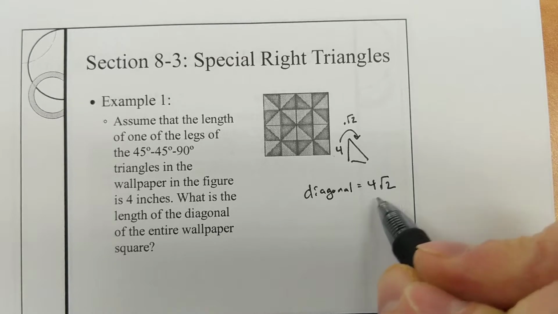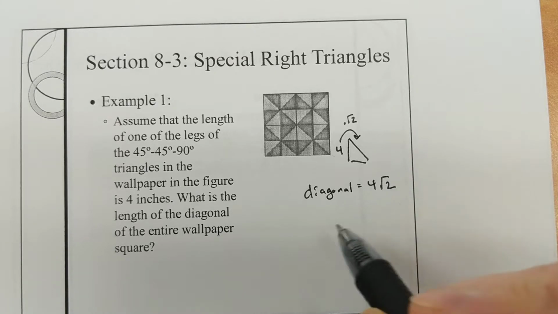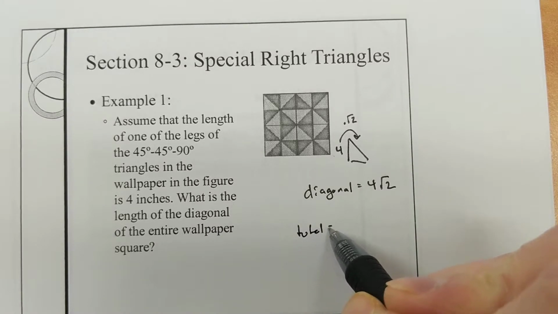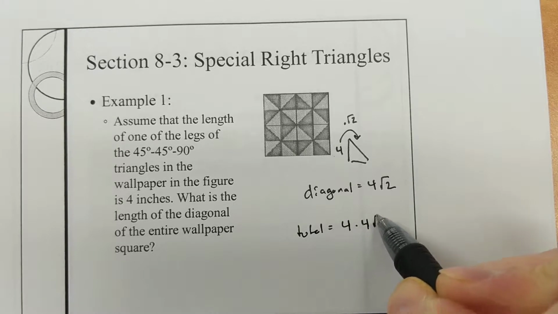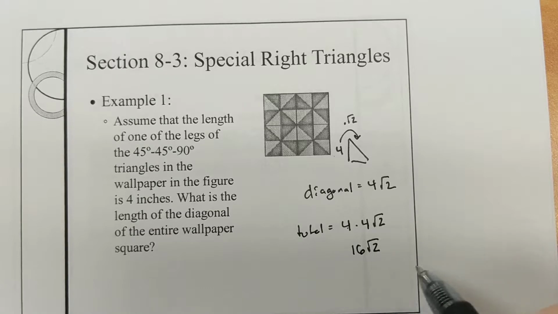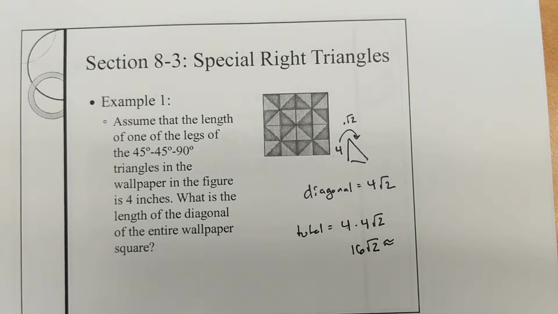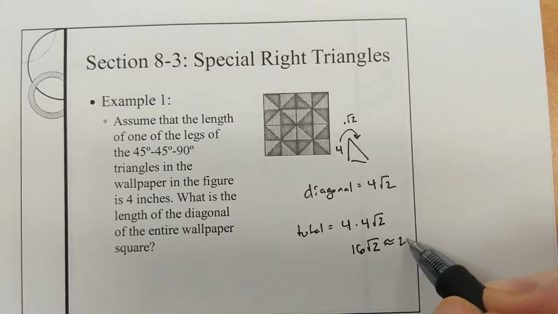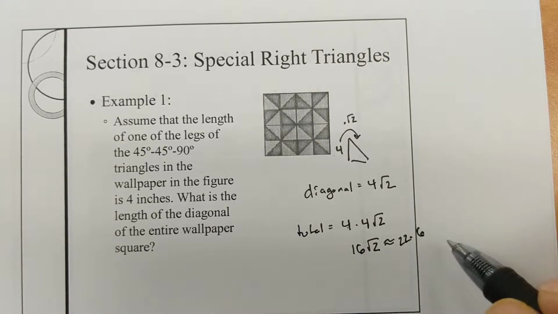Now that's a fine number. That's an answer. You don't have to make that a decimal. So the total distance is 4 times that number. These are just 4 triangles. 4 times 4 is 16, root 2. And that's the answer. If you want the decimal equivalent, 16 times root 2, you should have about 22.6 inches as your units. All right.